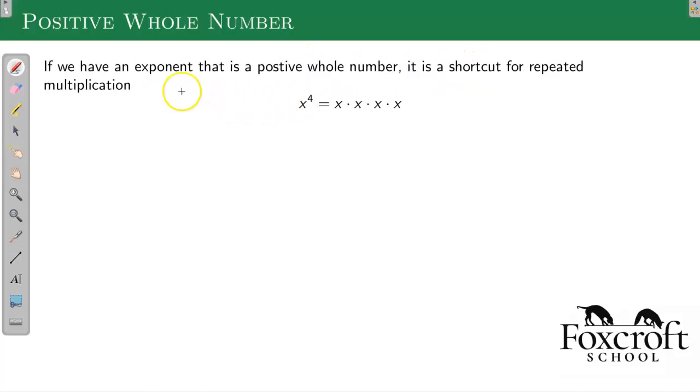So the first one is the positive whole number exponents. These are the ones you've been doing since like elementary school, middle school. I'm not sure when you start learning this stuff. That just means you're doing this number of copies of the value. So x to the fourth just means you have 4 copies of x being multiplied together.